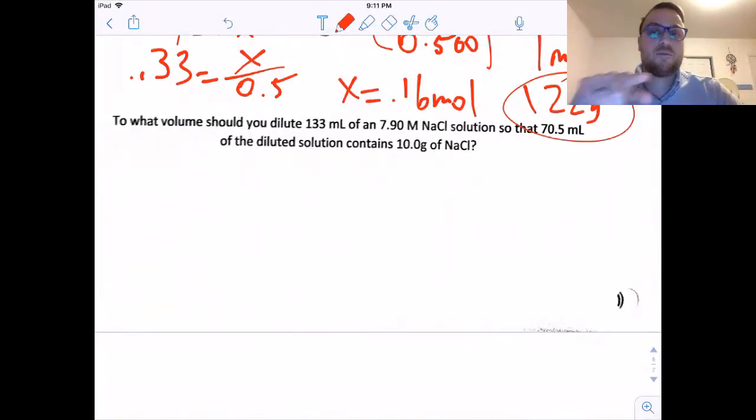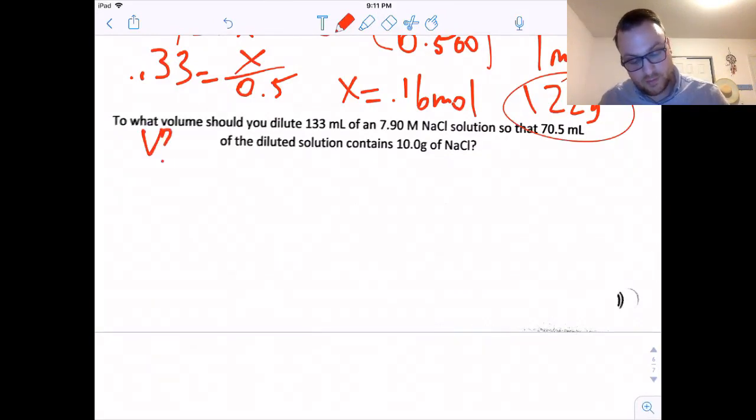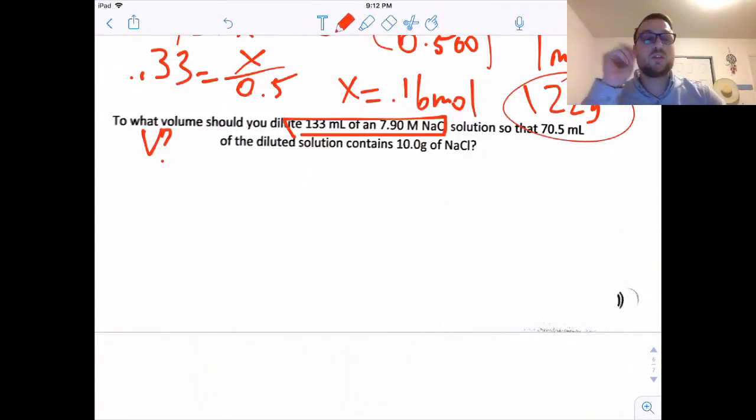To what volume? So we're looking for a V. Whether it's V1 or V2. Let's figure that out in a minute. Should you dilute 133 mils of a 7.9 molarity solution? It's a really strong solution. I need to dilute that to something else, something weaker than 7.9. And they didn't give us another molarity, but they gave us a volume, and they gave us a mass, and a molarity is moles per liter.